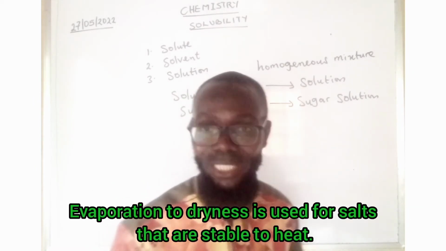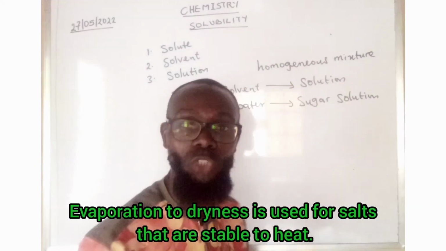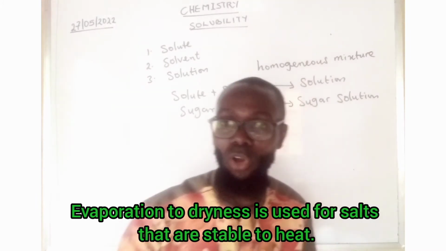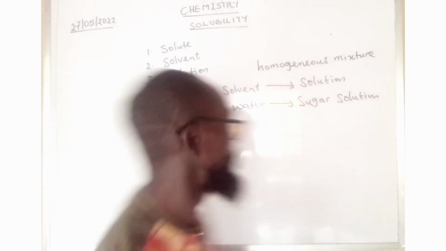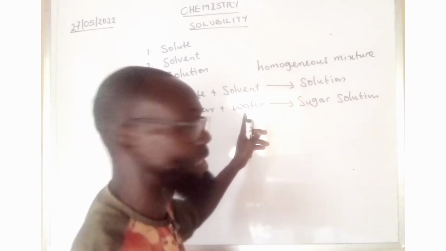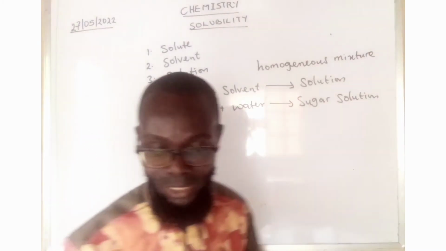Now, the second one is distillation. Distillation is used to recover a liquid substance. Example, water. So this water can be recovered using a distillation process.